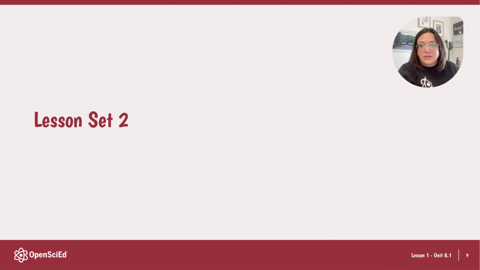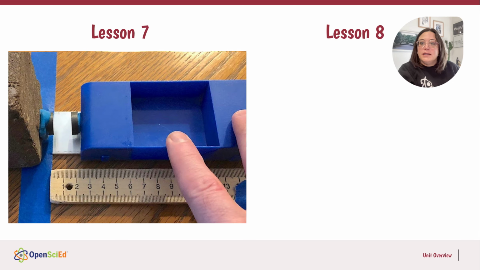That leads us to lesson set 2. In the second half of the unit, we shift to figuring out how energy is transferred through electromagnets and across the space between magnets. In Lesson 7, we plan and carry out an investigation using a cart on a track to determine how changing the distance between two magnets affects the kinetic energy transferred between them and the amount of energy transferred into and out of the magnetic field.